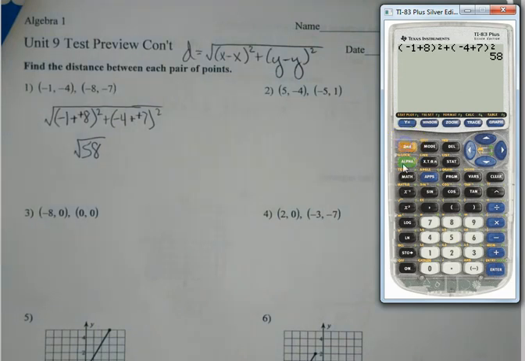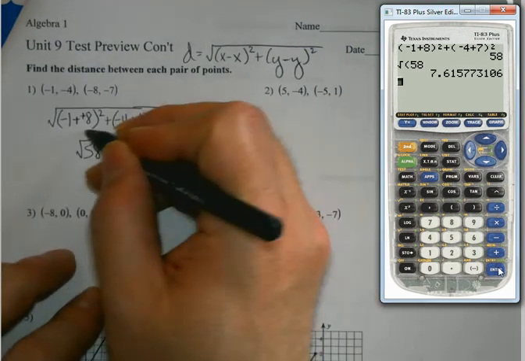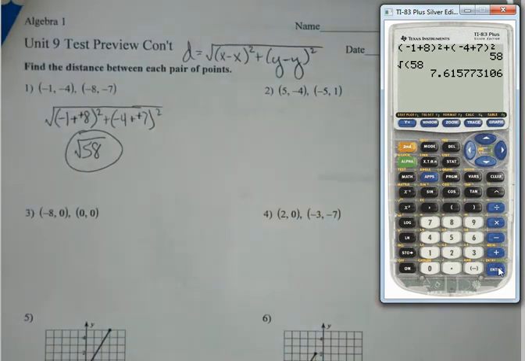If I take the square root of that and I get a decimal, I would prefer that you leave it as the radical. If it comes out something nice, cool, I'd go ahead and do that. But if it comes out something weird, I would just leave it the way it is.